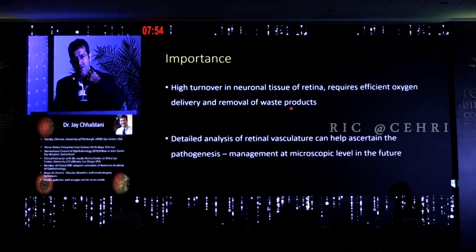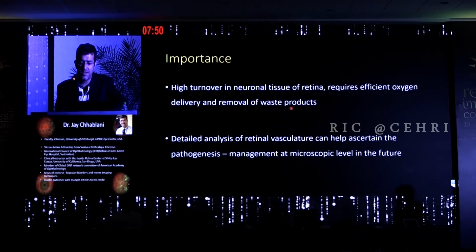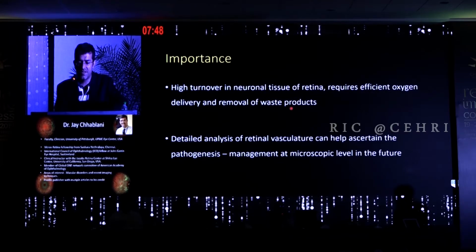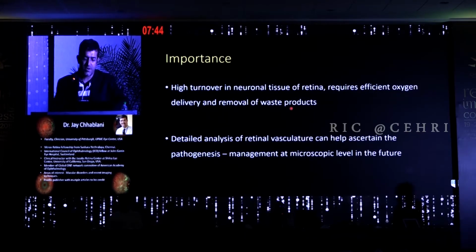Why is it important to look at the blood flow circuit? Because, as we know, there is a very high turnover in the neuronal tissue of the retina, which requires an efficient oxygen delivery and the removal of waste products.